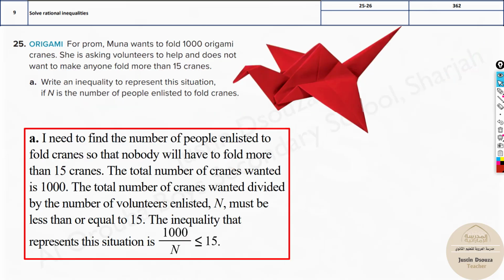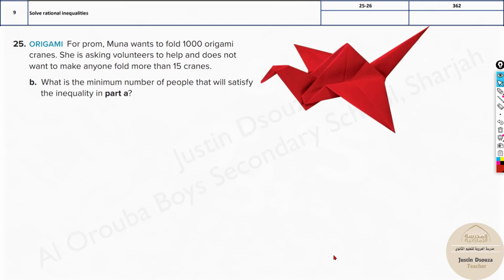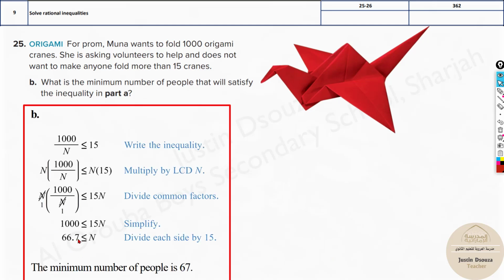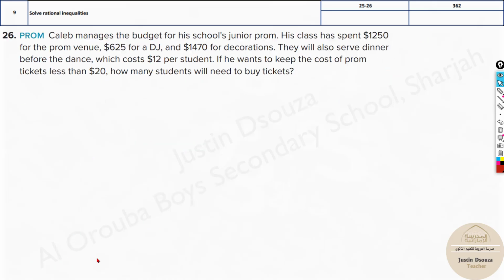So it's very simple. Here the explanation is also given. And over here, you should just solve the inequality. Just do 1,000 divided by 15. That's it. You'll get the answer. And remember, the inequality will remain as it is.